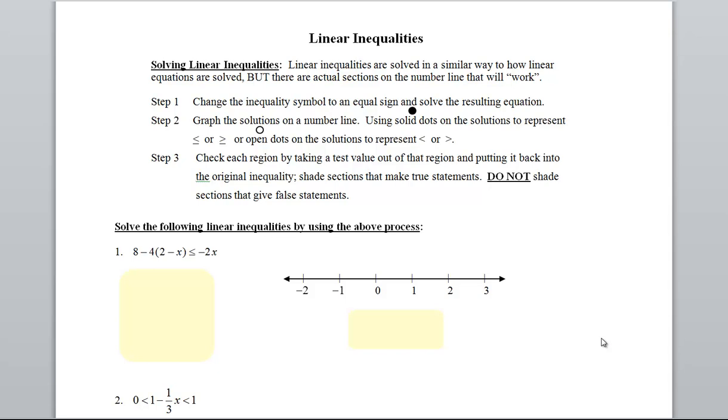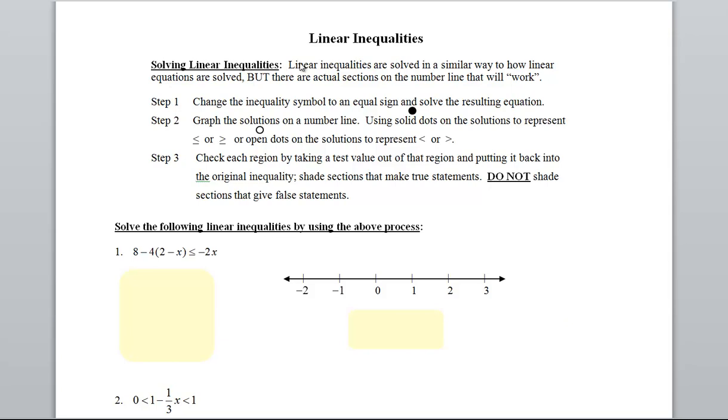Now we're going to solve linear inequalities. I know you've done this in the past, but maybe not in this way that I'm going to show. Learning this process will help us later when we do quadratic inequalities and polynomial inequalities, which is later on in the semester. So let's get started with this one.